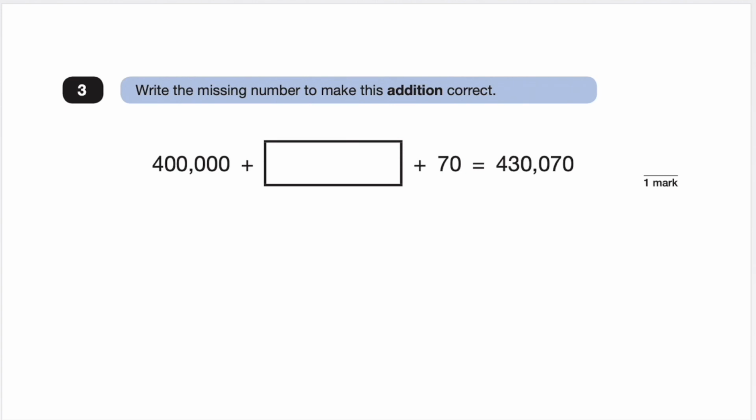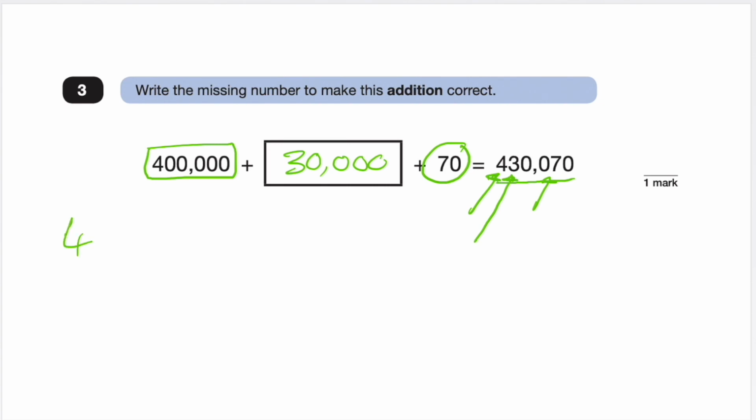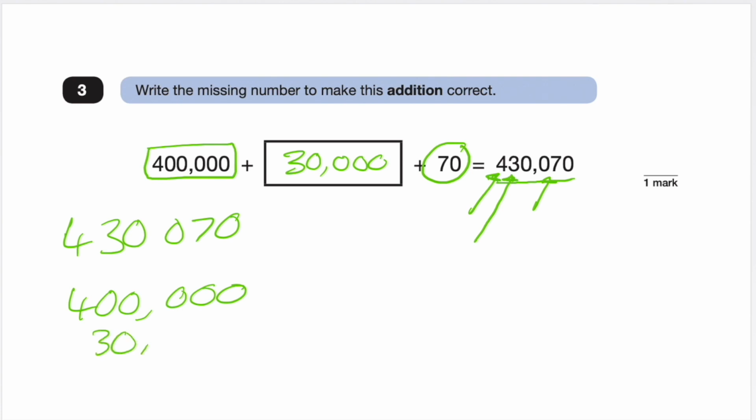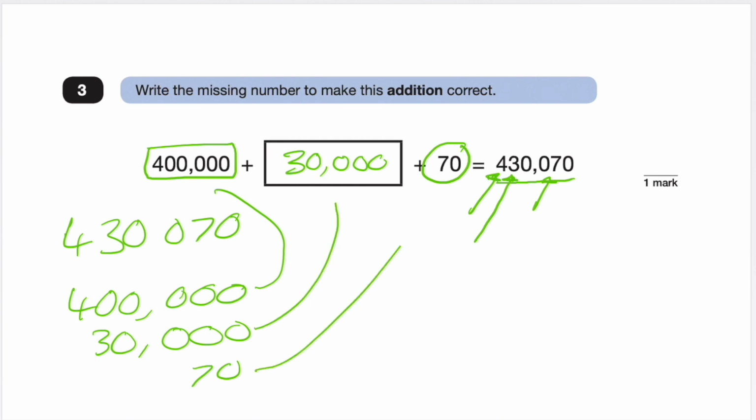So really what we're doing is we're trying to find some patterns. And I can see here that we have partitioning because look, if we see our answer, we have 430,070. Well, I have my 400,000 over here, this value. I have my 70 over here. So the only thing I'm missing is this 30,000. So I'm going to put 30,000. We could check it by partitioning the number ourselves. 430,070 could be partitioned into a 400,000, a 30,000, and a 70. We have the 400,000, we have the 30,000, we have the 70.